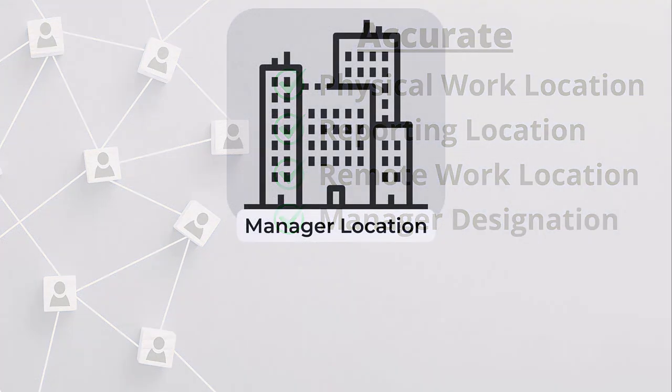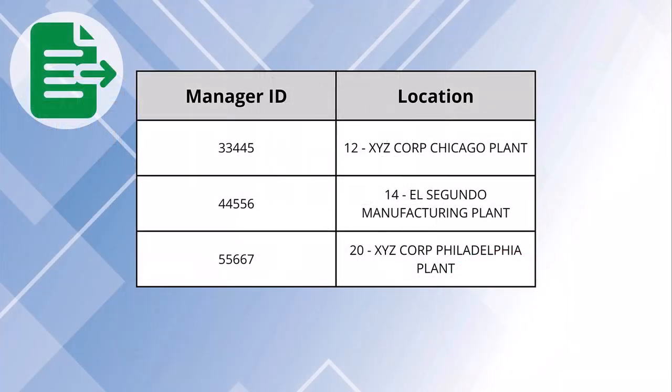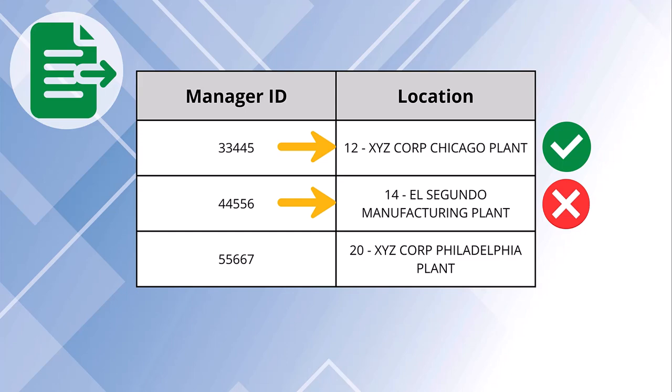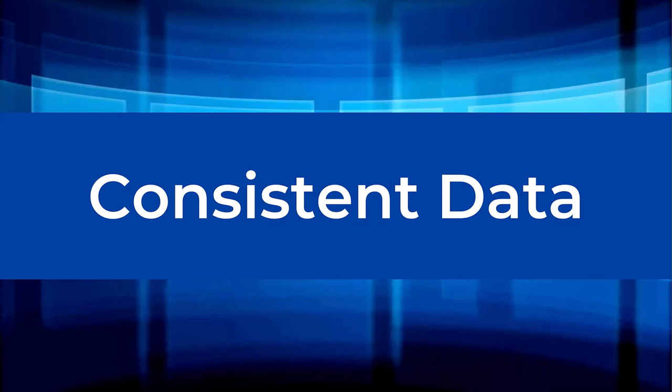Clients may choose to use manager location for smaller locations that do not meet the minimum headcount threshold. When applying this approach, ensure that your data export includes the accurate manager ID and the correct location for each manager so they can be placed in the appropriate plan. Furthermore, for historical records, verify that the listed manager was indeed the manager at the time of the transaction.